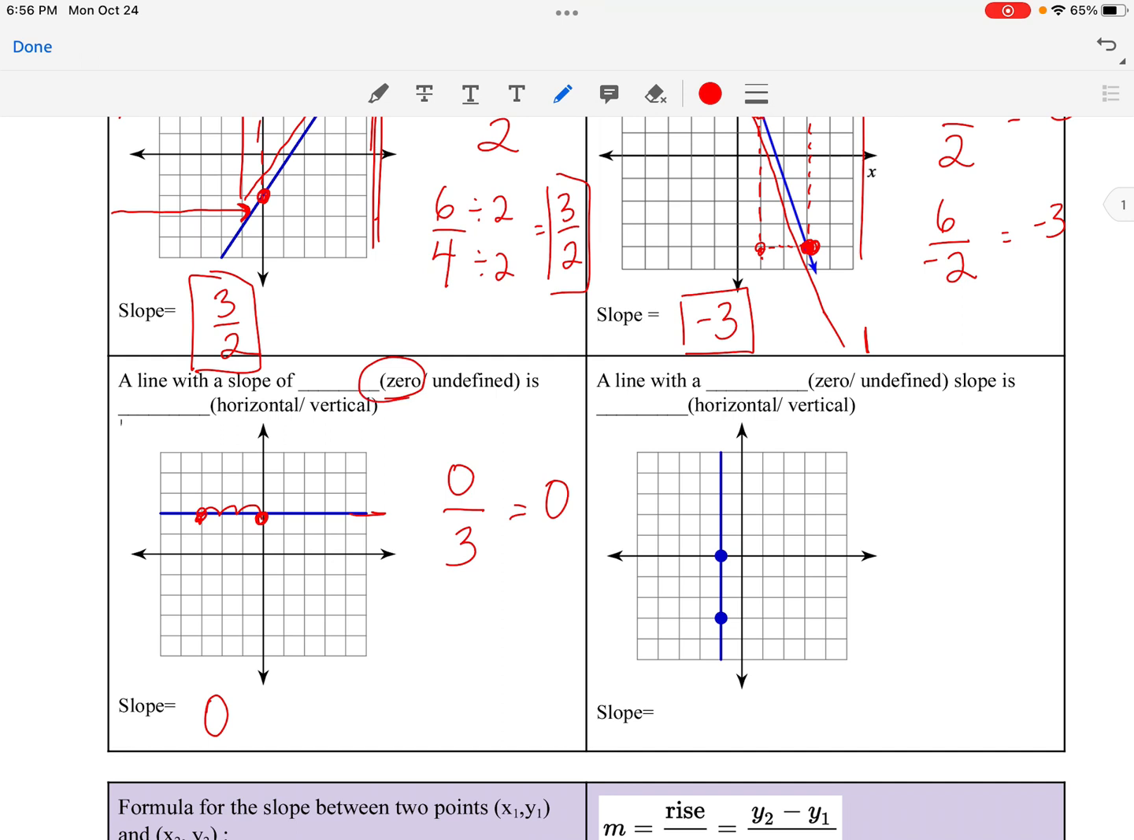And so a line with the slope of 0 is a horizontal line. This is a horizontal line. You can think of the horizon, like if you look out at the ocean, it's horizontal.